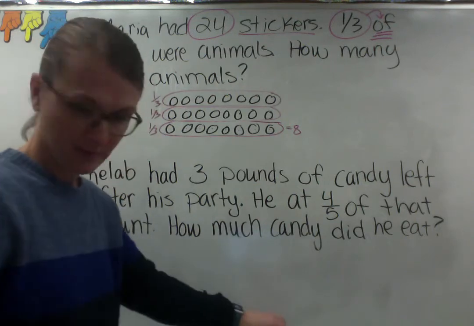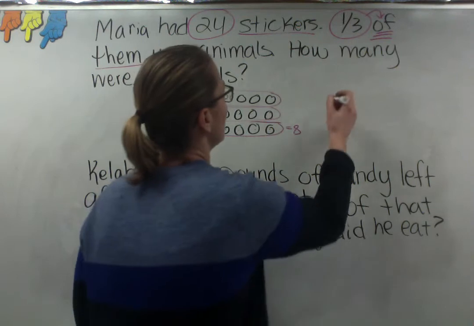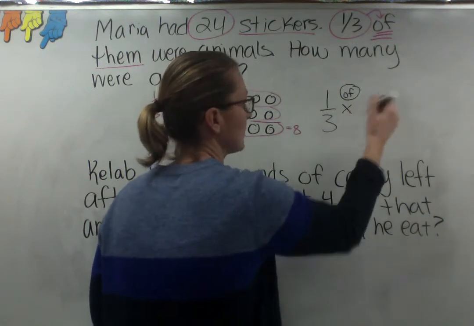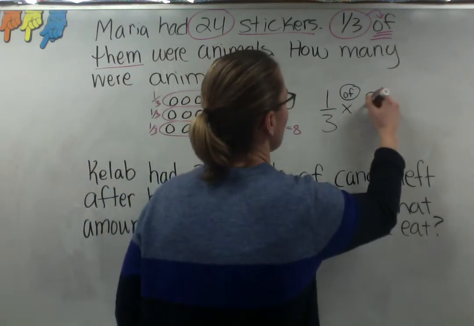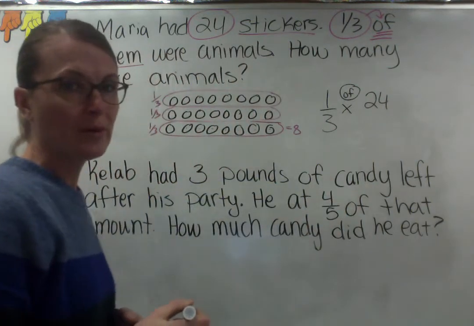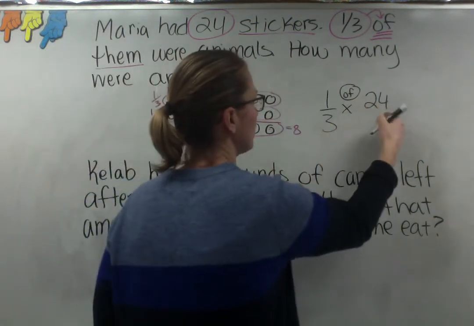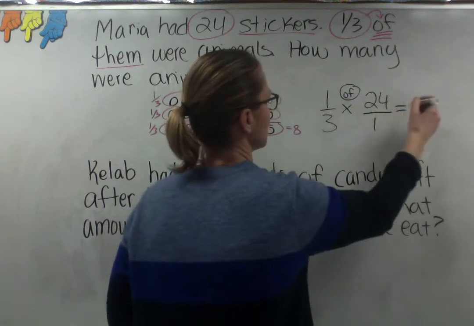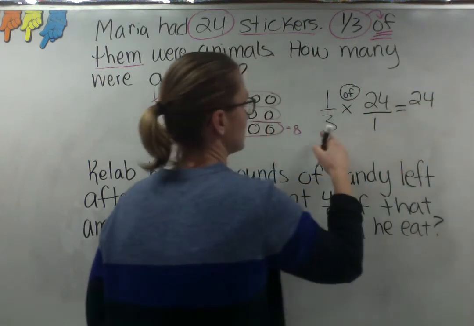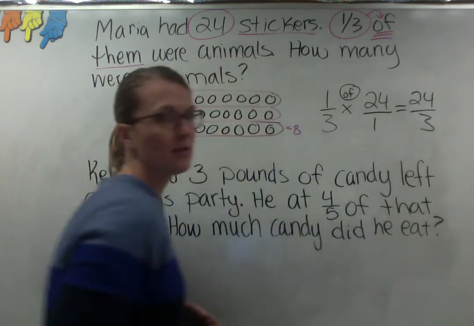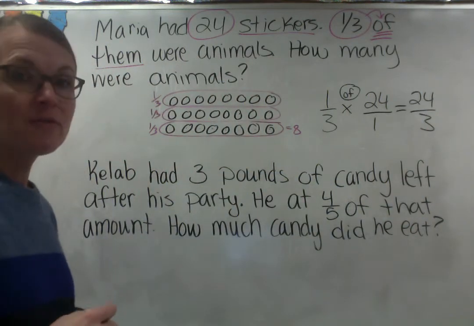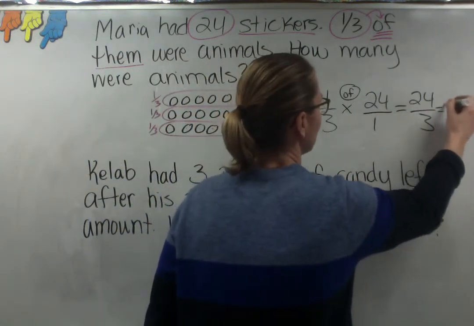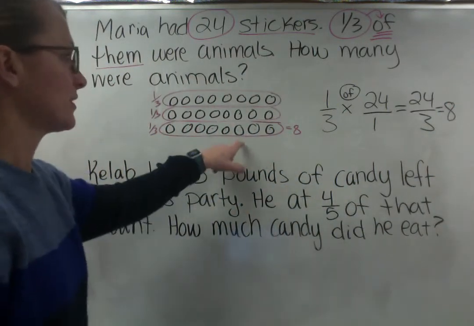We would multiply: 1/3 of 24. We want to think of that as multiplication. Then we just do what we did the other day: if you're going to multiply by a whole number, you have to turn it into a fraction by putting a 1 underneath it. Then you multiply across the top. 1 times 24 is 24. You multiply across the bottom. 3 times 1 is 3. And you get 24/3. If you were going to turn 24/3 into a mixed number, 3 goes into 24 exactly 8 times with no leftovers. So that's where your 8 comes from.